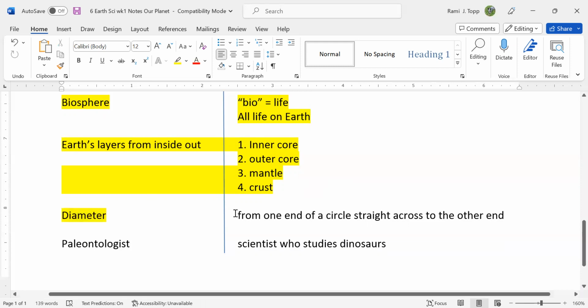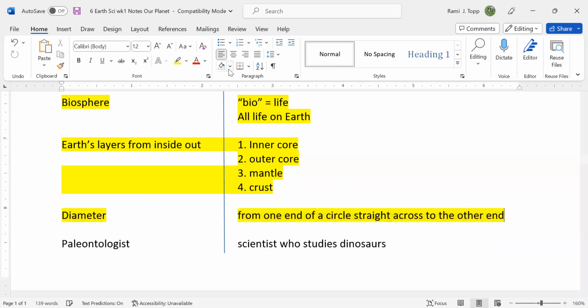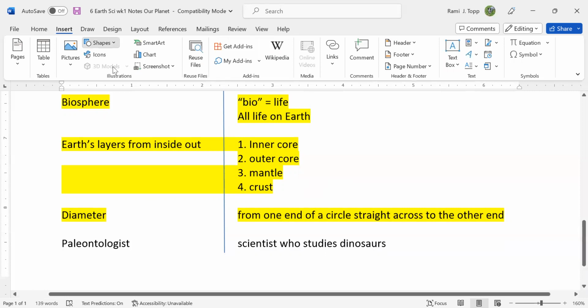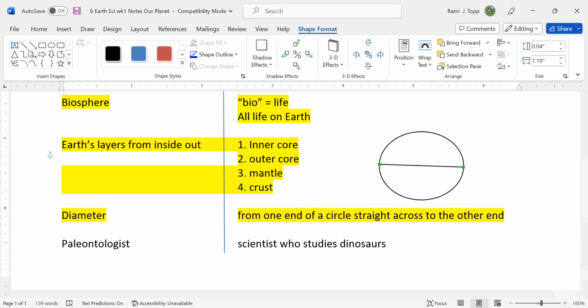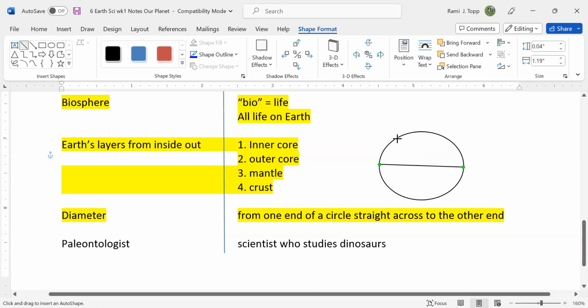Moving on here, diameter. A diameter is from one end of a circle straight across to the other end. Okay, so let me add a visual for you here. So we've got a circle. The diameter goes straight through the middle. Okay, I'll show you a non-example.